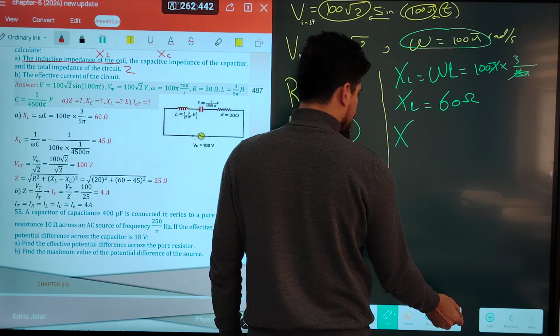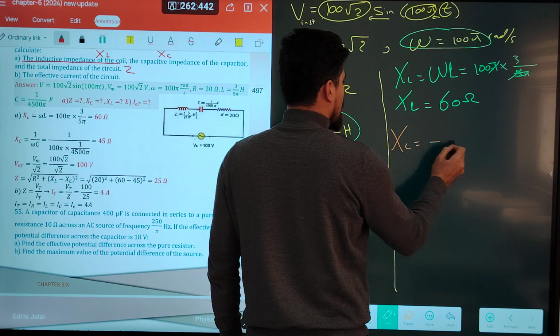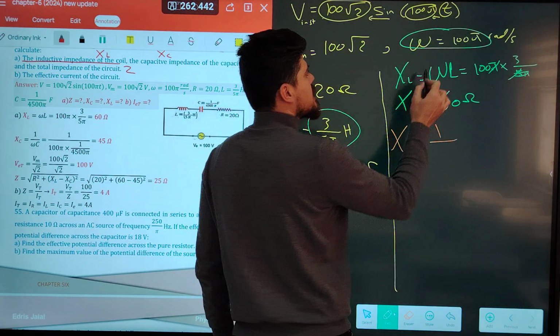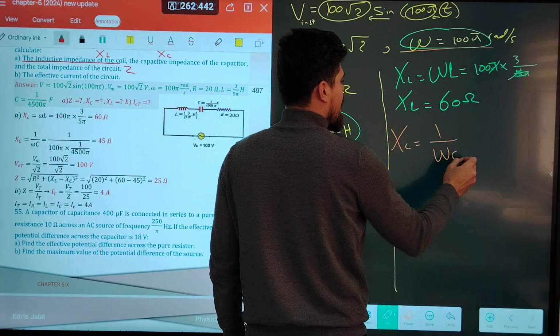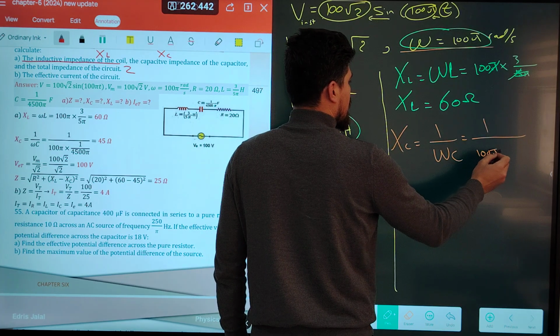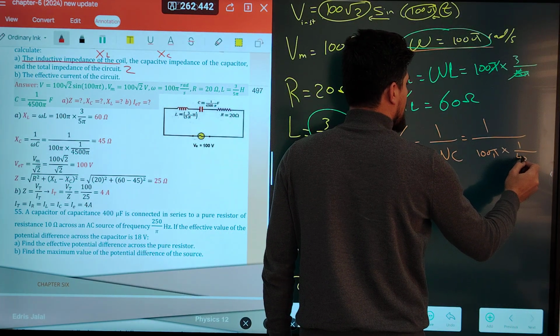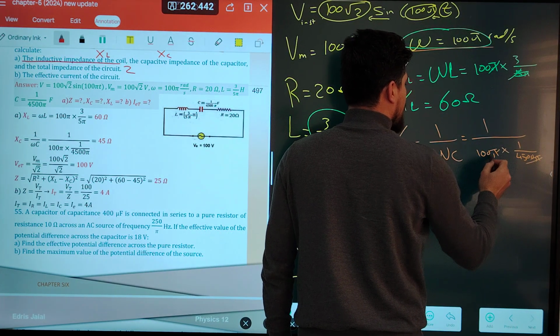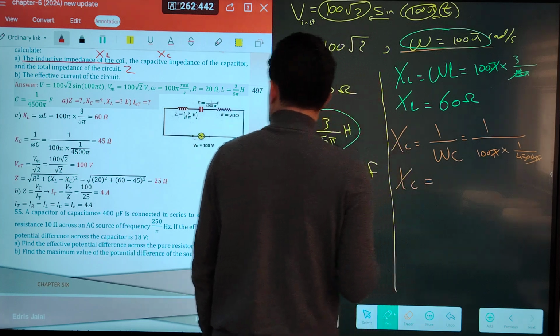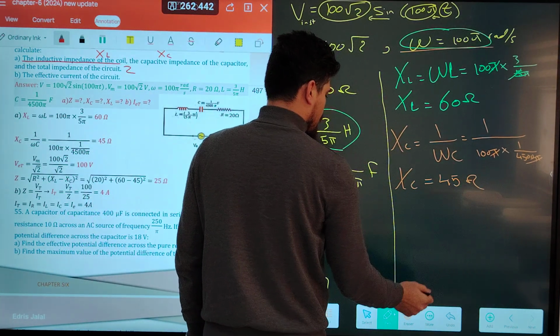XC is equal to what? 1 over 2 pi FC or omega C? Omega C, because we have omega and C. Omega 100 pi, C 1 over 4,500 pi. Pi with pi cancel. XC is equal to what? Is equal to 45 ohm.